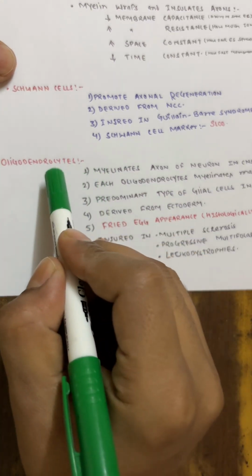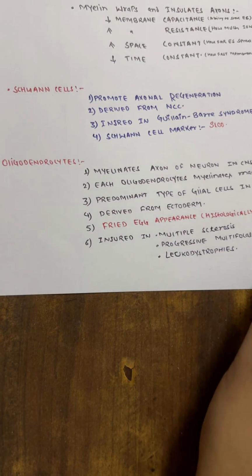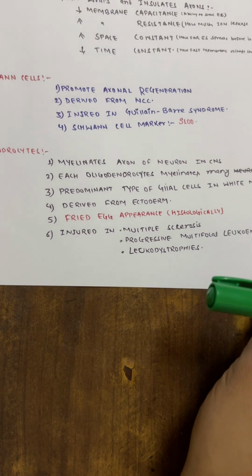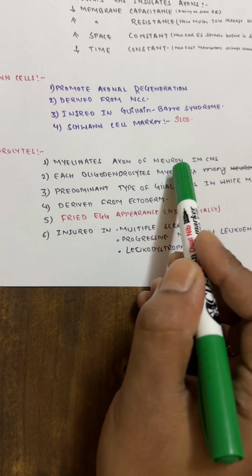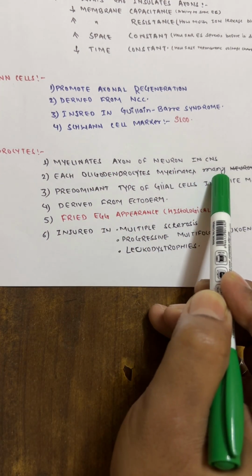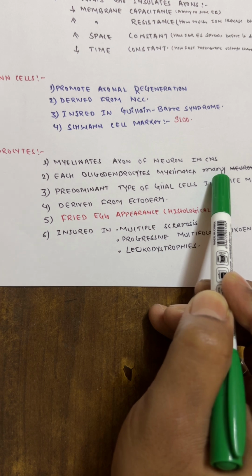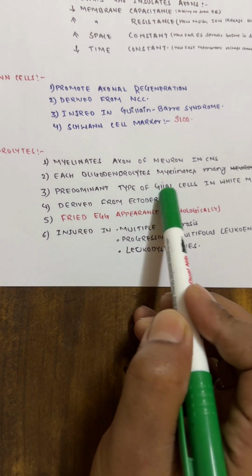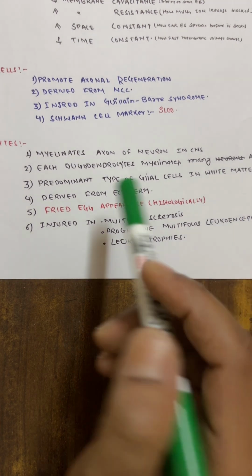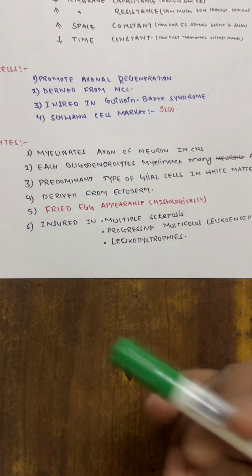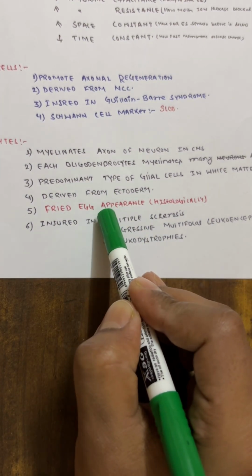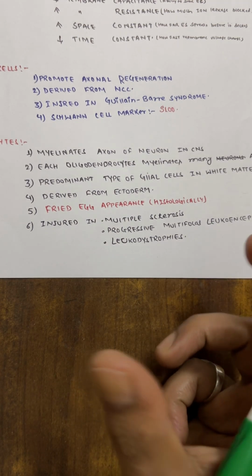Now, at last, we'll talk about oligodendrocytes. We all know that oligodendrocytes help in myelin synthesis in the central nervous system. It's written here that they myelinate axons of neurons in the CNS. Each oligodendrocyte myelinates many axons, not only one axon. It is the predominant type of glial cell in white matter. We'll talk about what gray matter and white matter are. In white matter the oligodendrocytes are the predominant cell type. They are derived from ectoderm, and histologically they appear as a fried egg. I'll show you the picture.